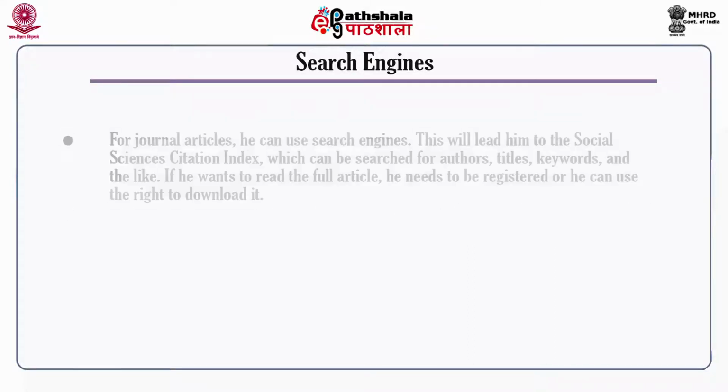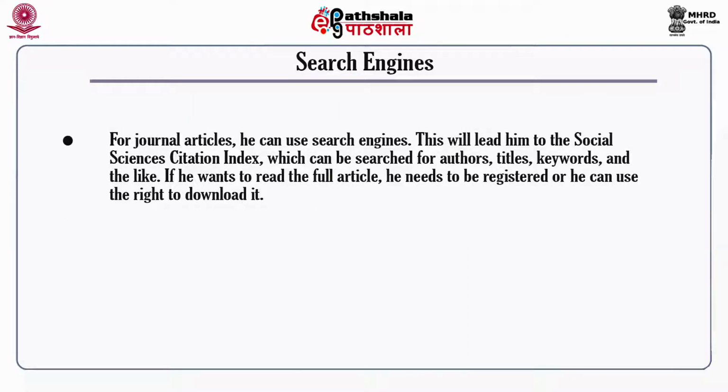Search engines. For journal articles, he can use search engines. This will lead him to the Social Sciences Citation Index, which can be searched for authors, titles, keywords and the like. If he wants to read the full article, he needs to be registered or he can use the right to download it.